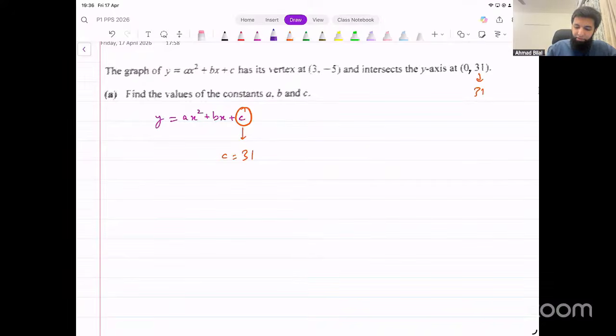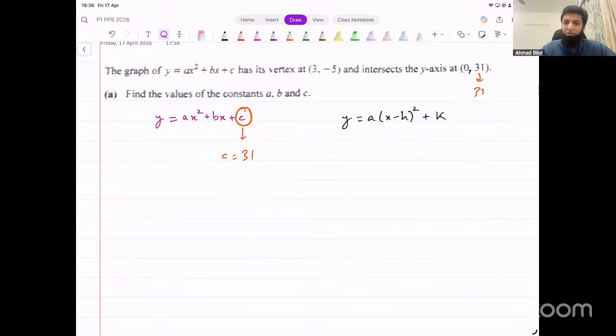We are also given that the vertex is at 3 and negative 5. Remember the standard completed square form? What does that look like? Y equals a into x minus h whole squared plus k. Right? That's the standard completed square form. We also call this vertex form. What we can do is input values in this form and then compare both of them. That's one way of doing this.